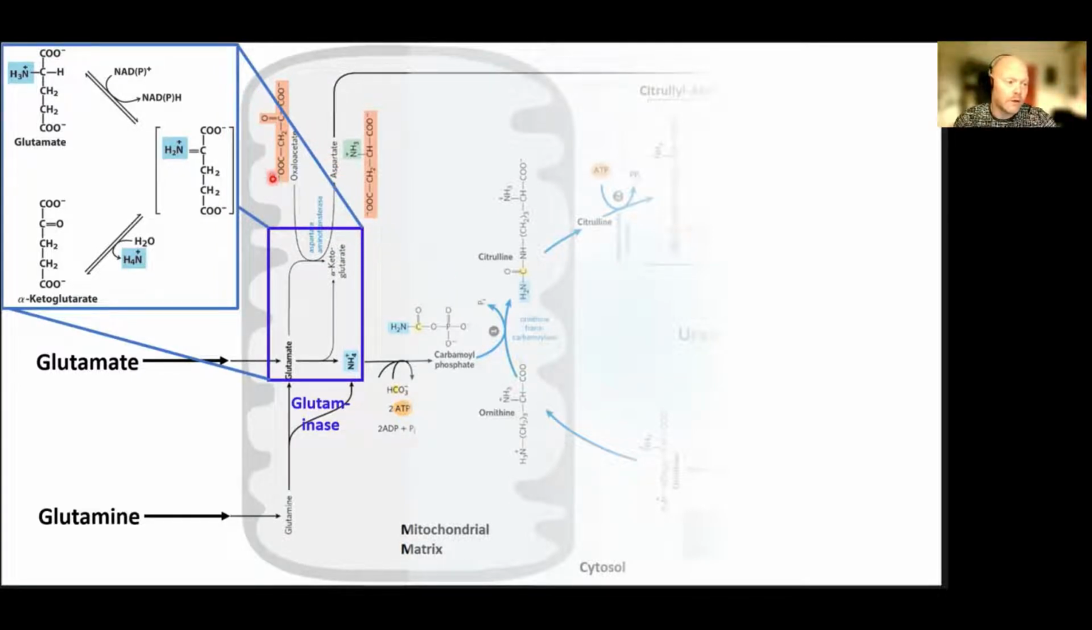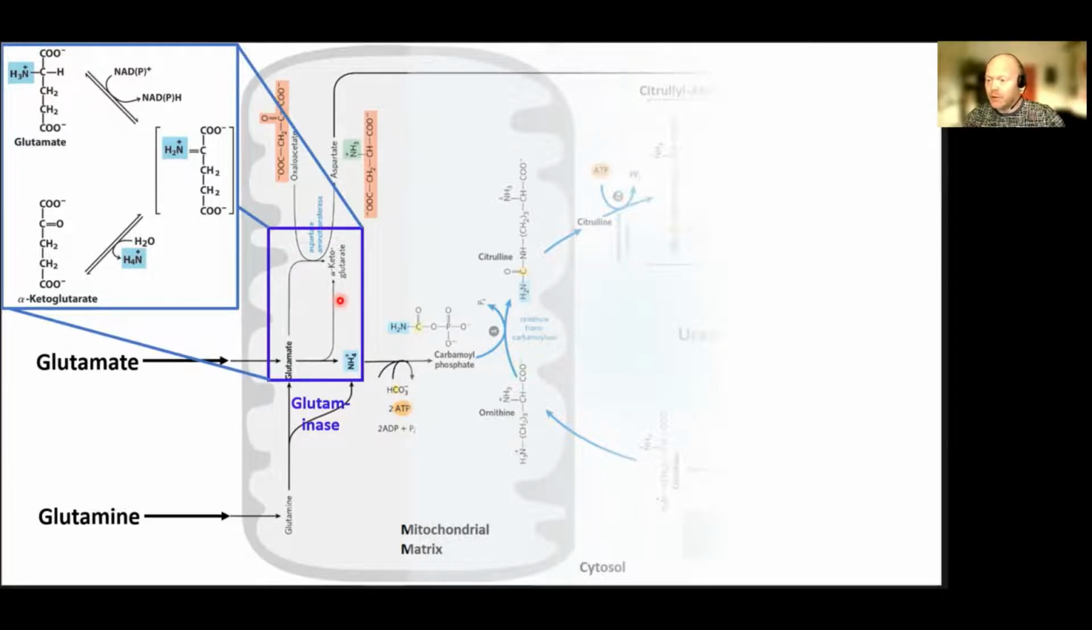So just to look at this, it's the oxaloacetate that is subject to a transamination reaction where glutamate is the donor, and this produces the familiar alpha-ketoglutarate.